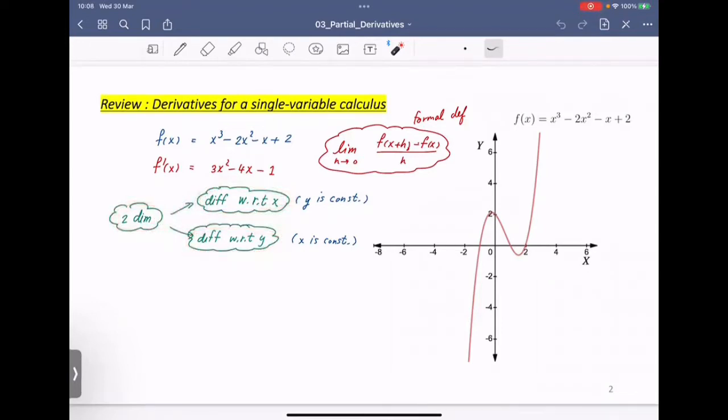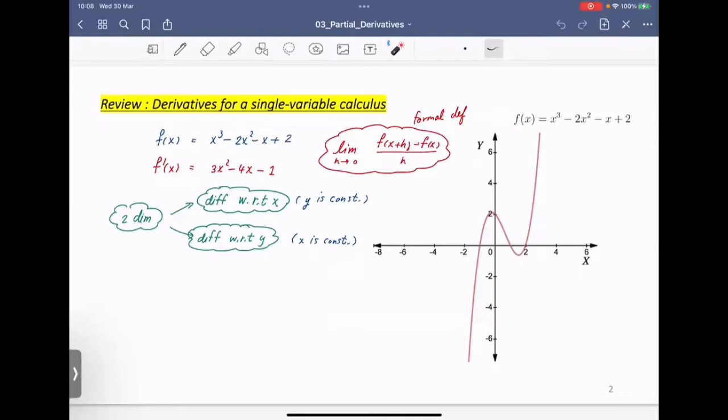Because you have x and y, you need to specify which variable you are going to take the derivative with respect to. So last time I told you that we're going to have the derivative with respect to x and the derivative with respect to y. Okay, so let's get to that definition. We're going to move to the next slide.